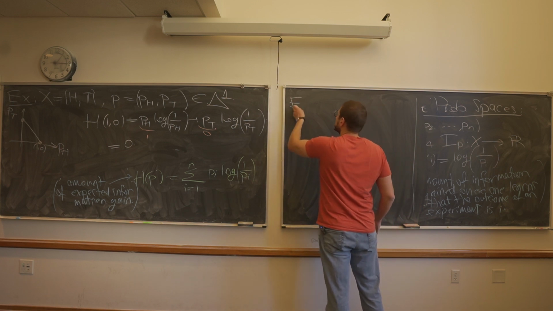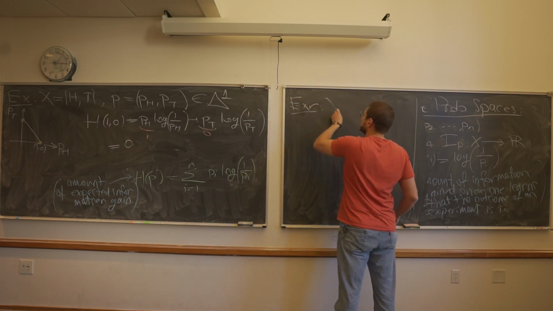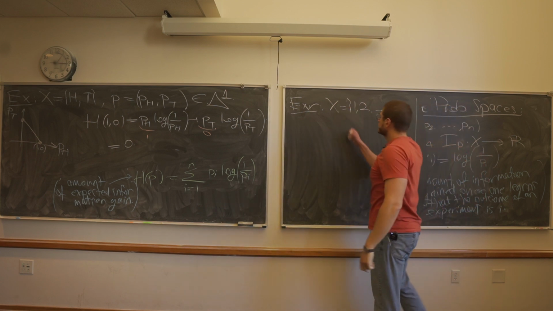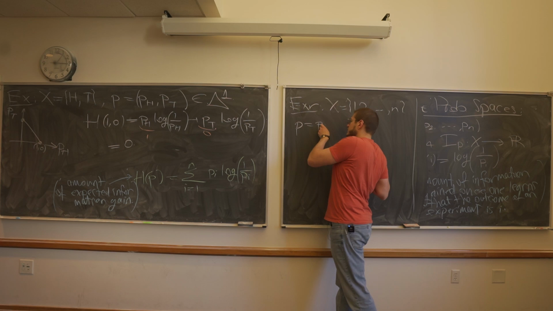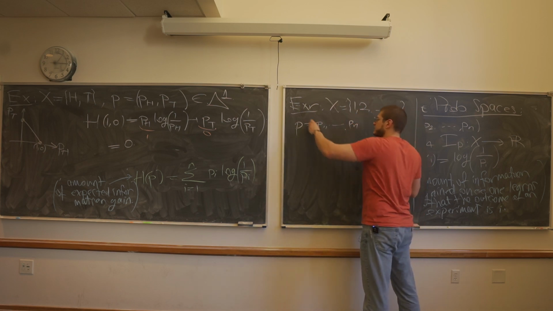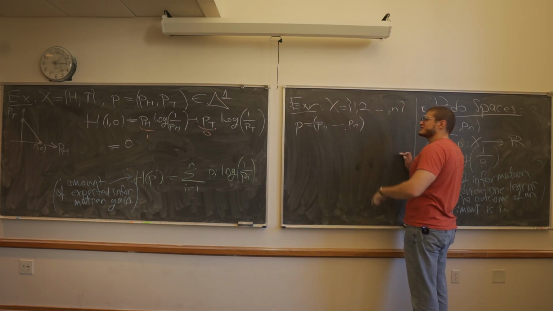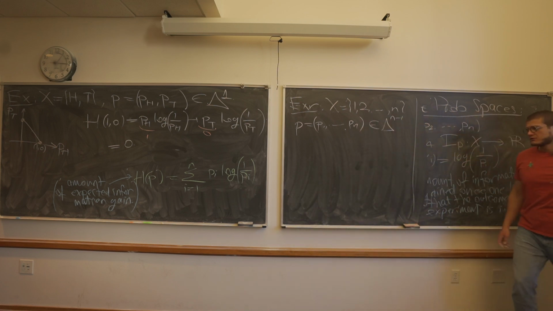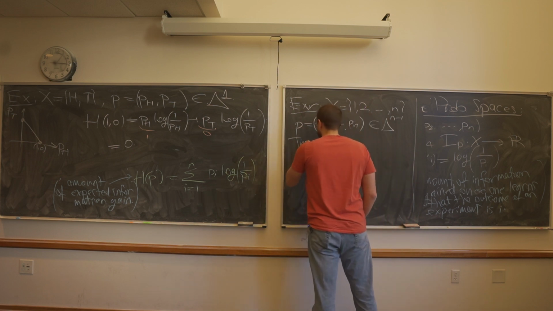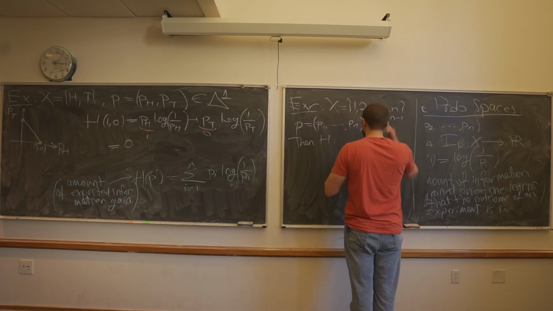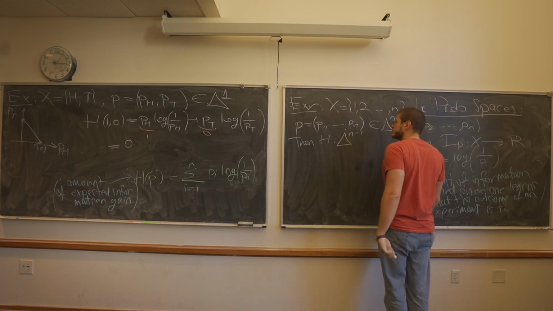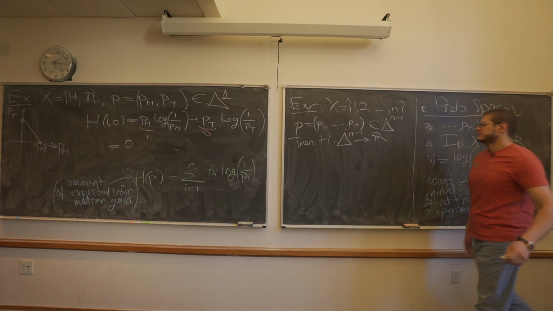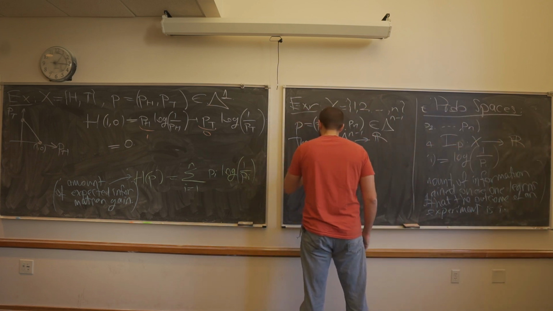Exercise. So that the probability is like this, Pn. This is a vector in Rn, which means that it's going to be a point in the n-1 simplex. Then h, as a function defined on the n-1 dimensional simplex, is differentiable.